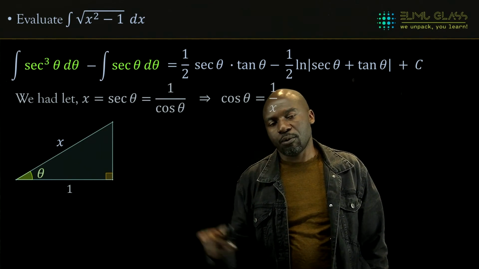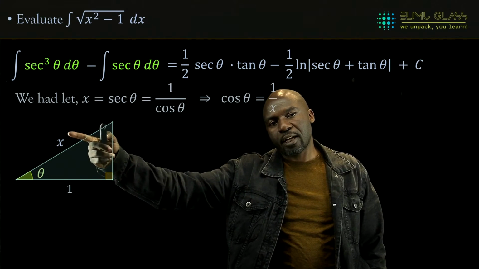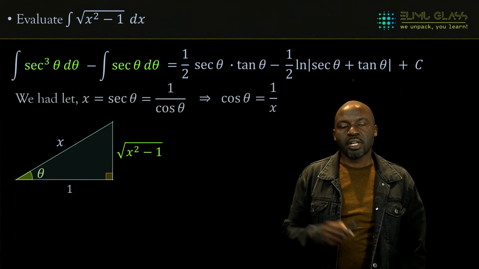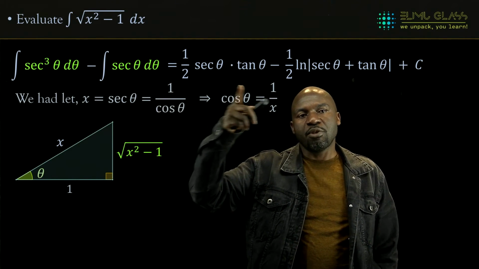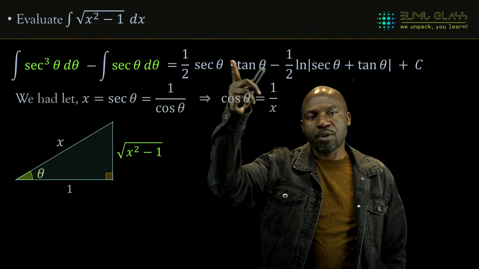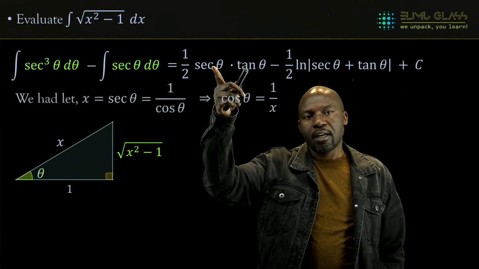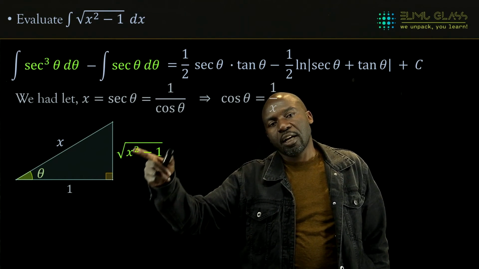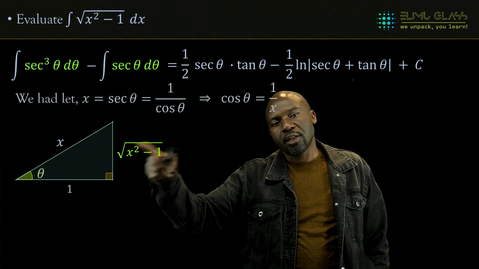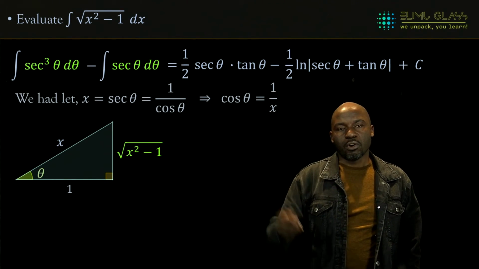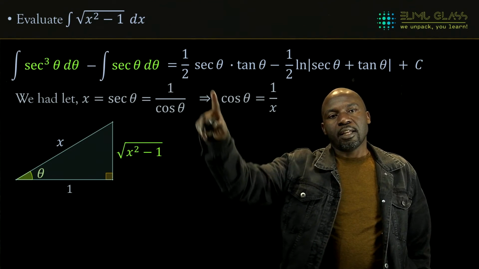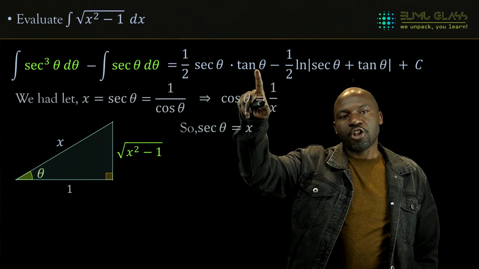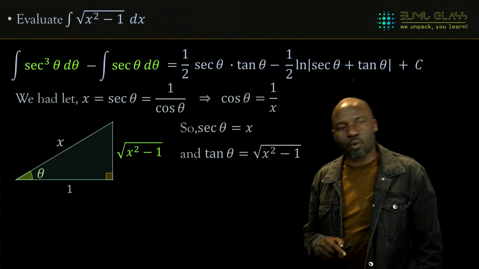Then we can find the length of the opposite side to the angle, which is just going to be the square root of x squared minus 1. That means that tangent can now be found, because we need to replace tangent as well. We have a replacement for secant, but we don't have a replacement for tangent. Tangent is opposite over adjacent, so tangent is simply going to be the square root of x squared minus 1. So in conclusion, where there is secant, we're going to put x, and where there is tangent, we're going to put the square root of x squared minus 1.